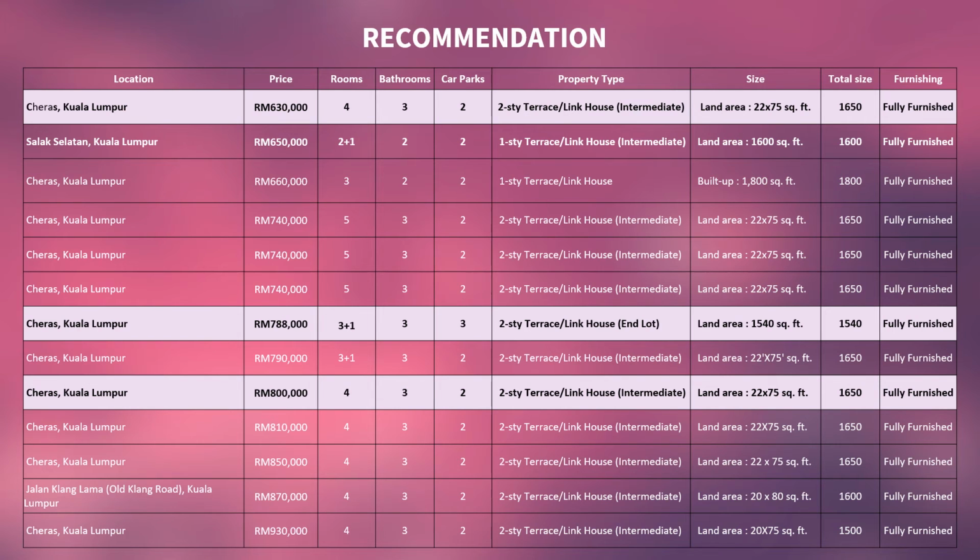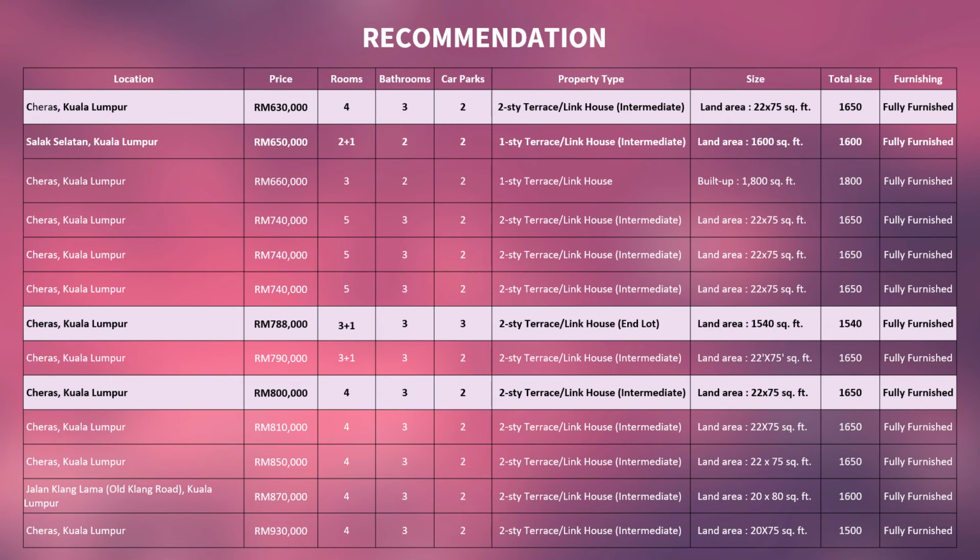Based on the table, we strongly recommend these 3 properties that we highlighted. Why did we choose these 3? First, among the 13 properties, the first one is the cheapest. Second, it is an end-lot house, because an end-lot house usually has a relatively larger courtyard than other houses, and their children can play outside.